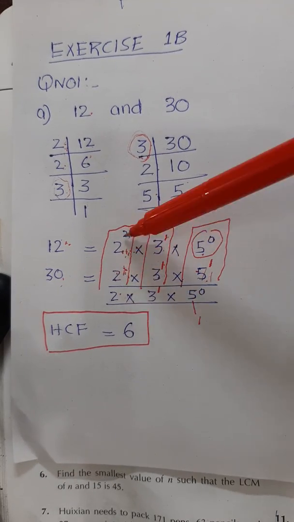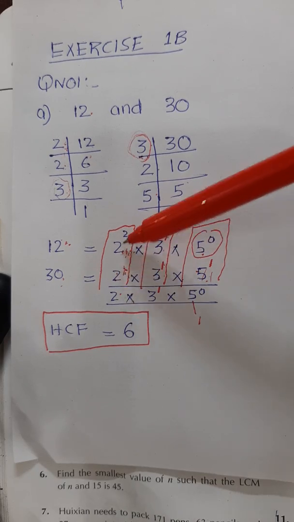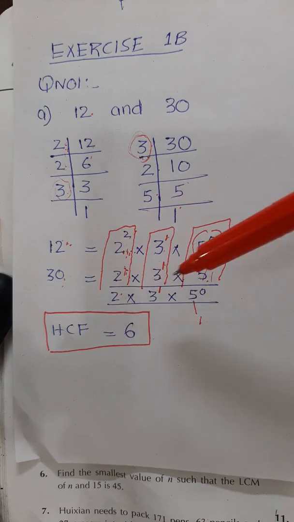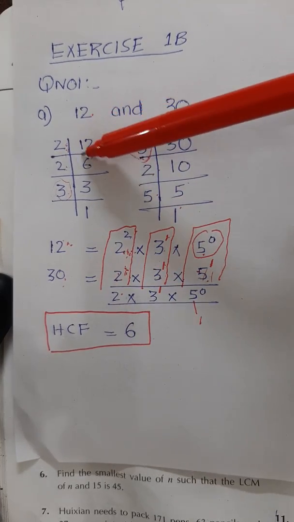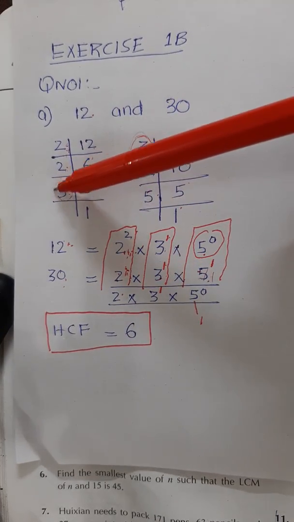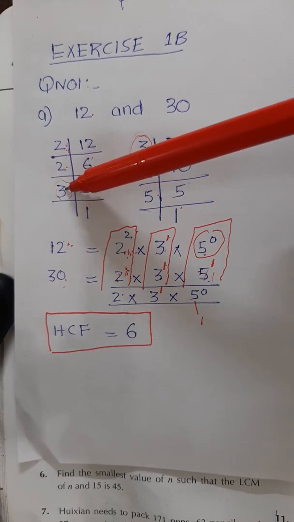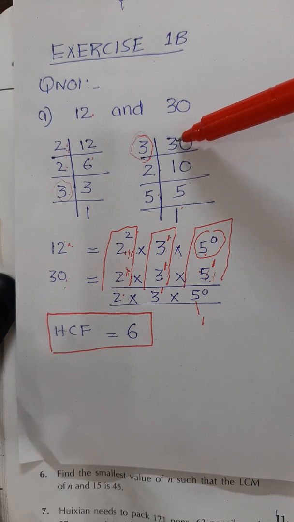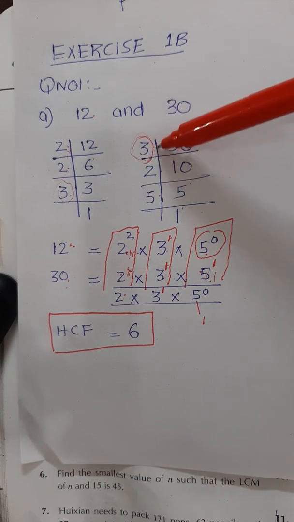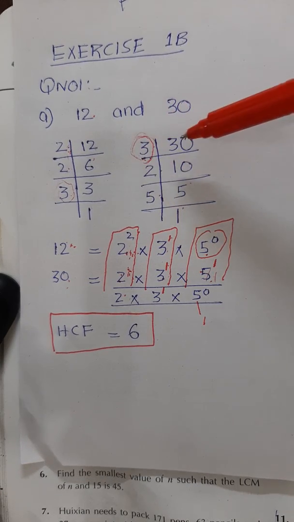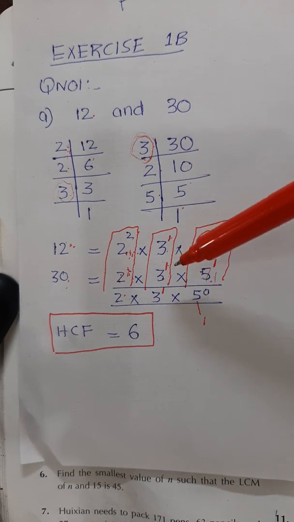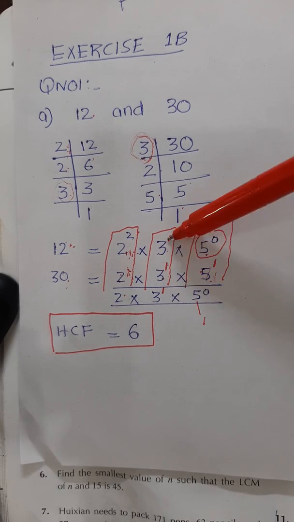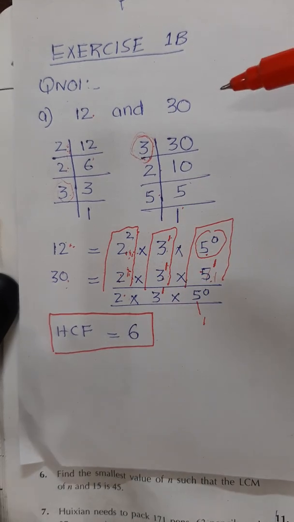After writing the factor 2 of 12 as well as of 30, move to the next one. From 12 we have another factor, 3, so write 3 over here. Now go to 30 and look for a factor 3. Yes, we have a factor of 3 in the factors of 30, so write it in the same column of 3. This is the second column of the factors.